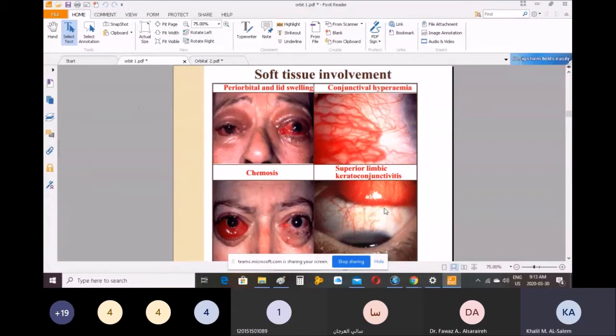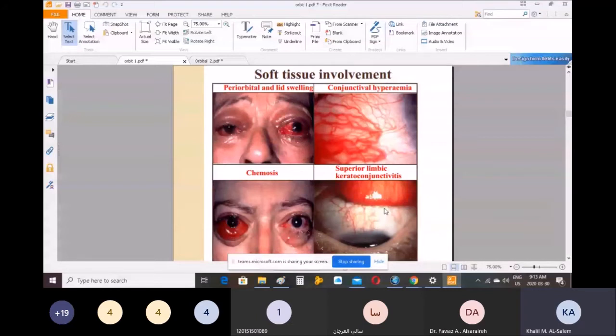Goblet cells are dysfunctional. So the problem is that the sliding of the palpebral conjunctiva over the bulbar conjunctiva will be very defective. This will cause rubbing of the conjunctiva, and any two surfaces, if you rub them together and there is no real gliding substance there, you'll start to have hyperemia.